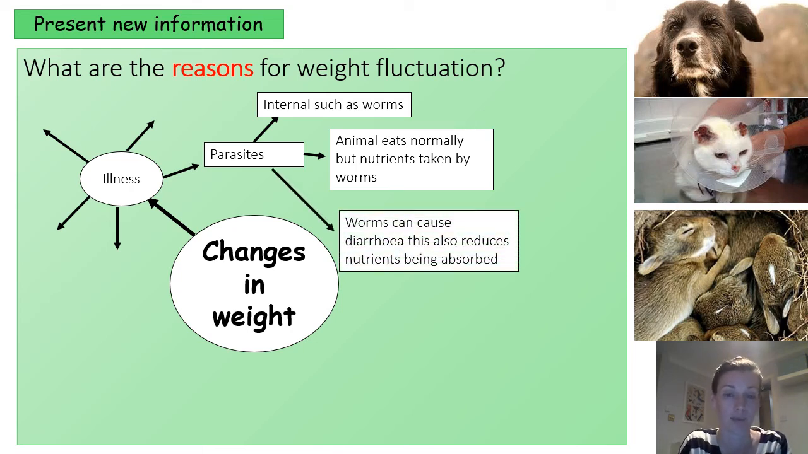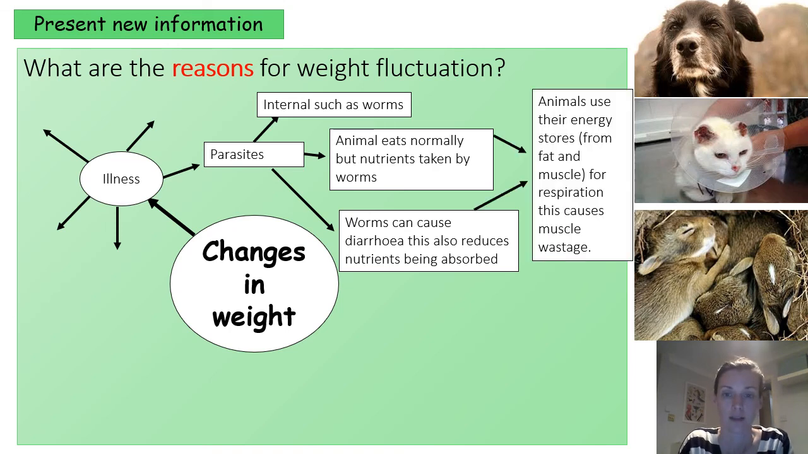Or sometimes worms can cause diarrhea. That also results in less nutrients being absorbed in the animal's small intestine. So the consequences of that are that the animals use their energy stores for respiration, because they're not able to get the energy from the food because something else has already taken that energy, and then that can result in muscle wastage and result in loss of fat as well.